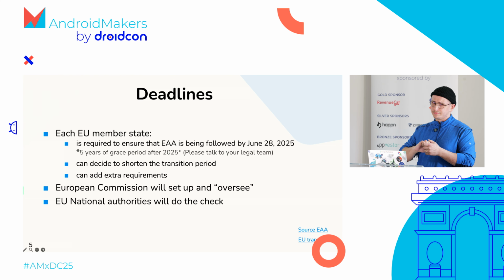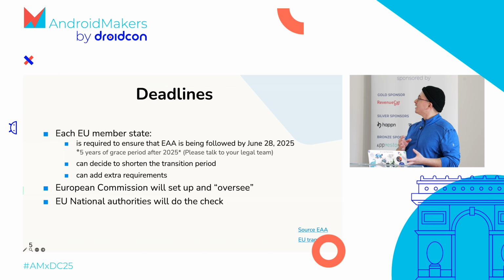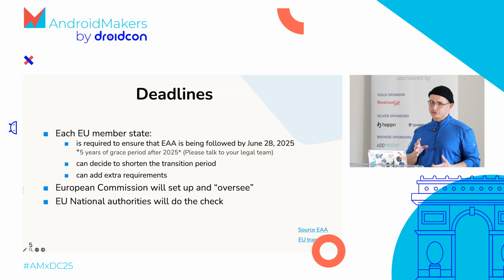But the tricky part is that each EU member state, as you know from before, can decide to shorten this transition period. Therefore, you have to check with the legal team, because they can shorten it depending on the type of software or service you provide. And they can add extra requirements for you as well. And the European Commission will set up an oversight body consisting of different disability organizations, and they will be checking if the EAA is actually being followed. As well, the EU national authorities themselves also have to do this check, but will they do it or won't they? I don't know, we'll see.